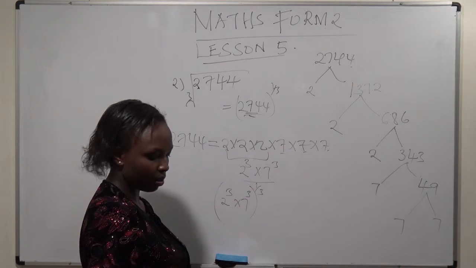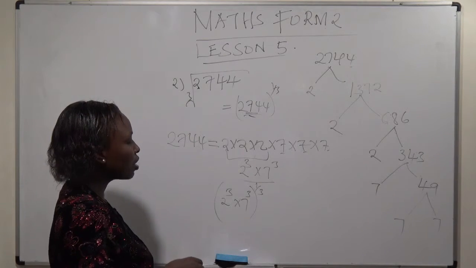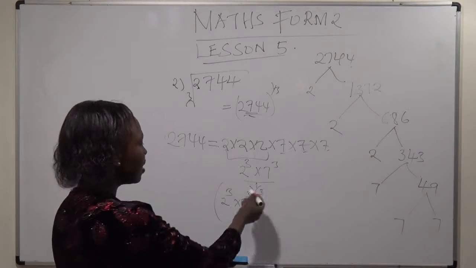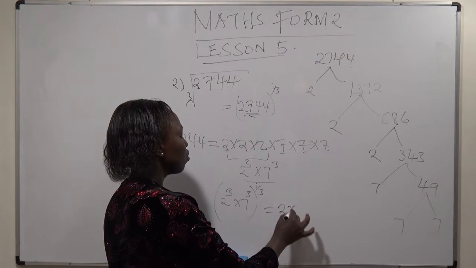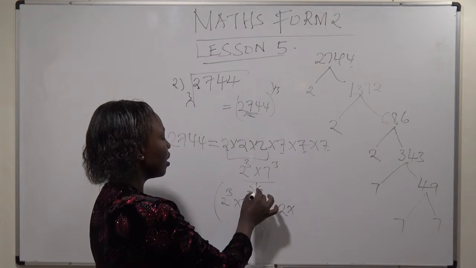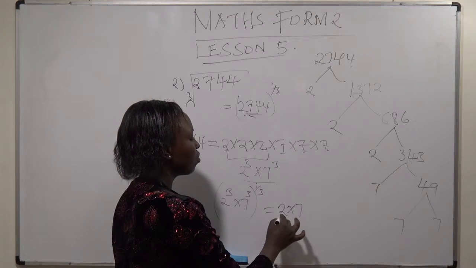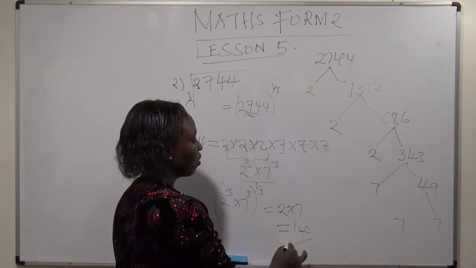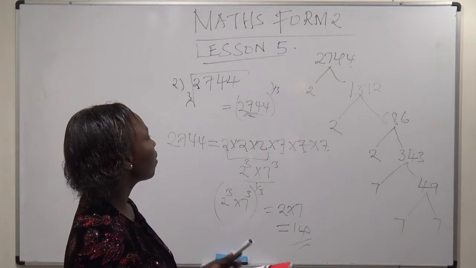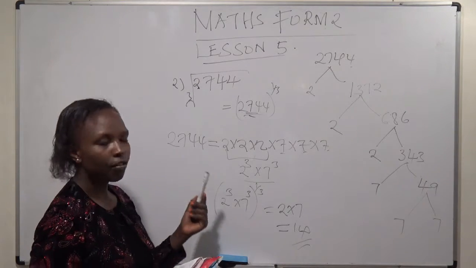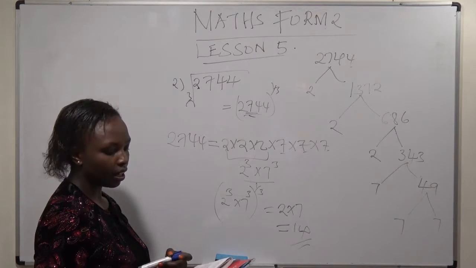Then after that, what you are supposed to do is simply multiply out the powers. So a third times 3, you get 1. So that one becomes a 2. 2 to power 1 equals 2. Then a third times 3, you get still 1. So 2 times 7, and that gives us 14. And that is how you use the factor method to find the cube root of numbers.